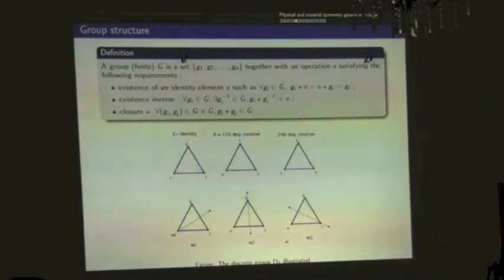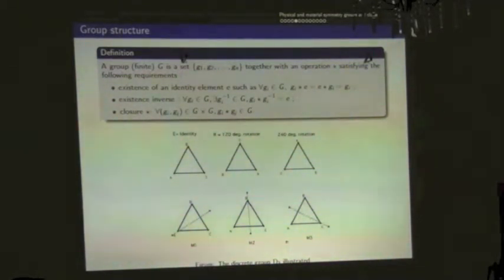Well, there are a lot of things that can be said on group structure, but I think it's not the aim today. But it's very interesting to play with these different rules to get some feeling.